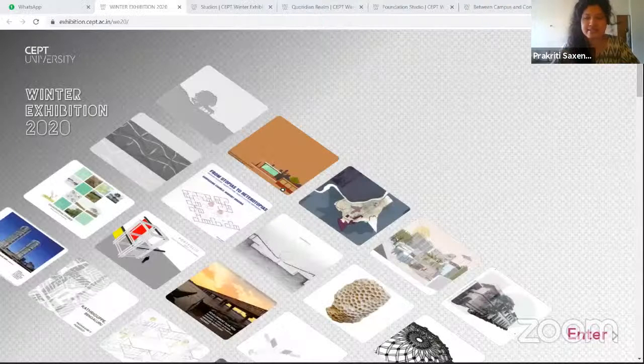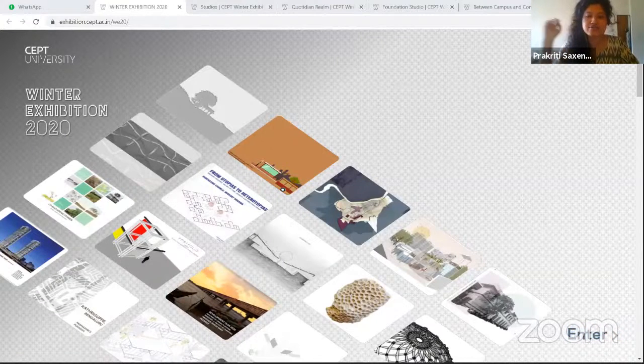Good morning, everyone. Welcome to SEP's Winter Exhibition for 2020. So I'm going to run you through how to use the website and go through the MEAD program's work. So once you come on to the website, you'll see this icon saying enter. So you just click that.